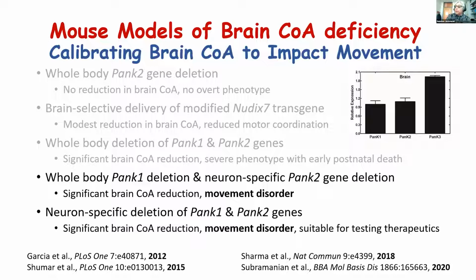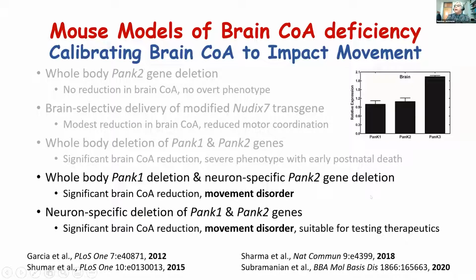Along the way, we learned that both PAN-K1 and PAN-K2 contribute equally to maintaining brain CoA levels in mice. And in the inset panel up on the upper right, you can see the transcript levels for both PAN-K1 and PAN-K2 in mouse brain. Now, we realized that it was necessary to reduce both PAN-Ks to measure a reduction in brain CoA using our biochemical techniques. And these early models were too severe to be useful. And I'm not going to give you those details.